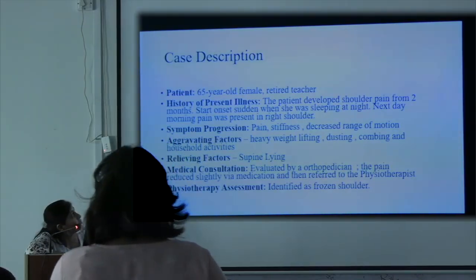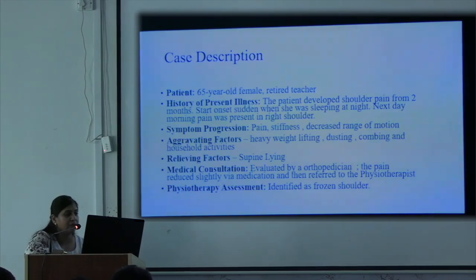Now, I would like to explain the case description of the frozen shoulder. Patient is a 65-year-old female retired teacher. History of the present illness: patient developed shoulder pain 2 months ago, with sudden onset when she was sleeping at night. Next morning there was right shoulder pain. Symptoms fluctuate: pain, stiffness, decreased range of motion. Aggravating factors: heavy weight lifting, dusting, combing and household activities. Relieving factor: supine lying. Medical consultation: evaluated by the orthopedician. The pain was reduced slightly by medication and she was referred to the physiotherapist.